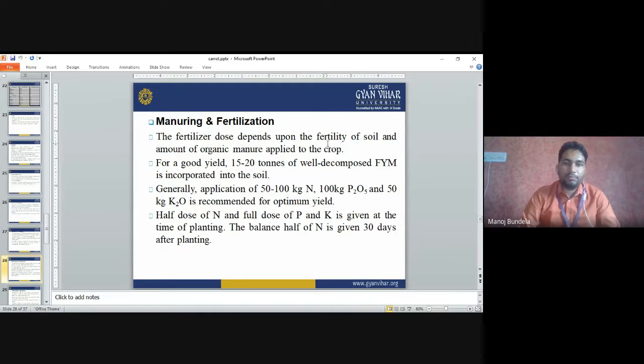100 kg nitrogen we have to apply for the optimum yield. So nitrogen we apply in two split doses. The half dose of nitrogen and full dose of P and K is applied at the time of planting, and the balance half dose of nitrogen is given 30 days after planting. Why do we apply nitrogen in split doses? Because leaching loss is there and denitrification loss is there. So to reduce those losses, we have to apply the nitrogen in two split doses. First we apply during the land preparation and the second dose we apply 30 days after planting.